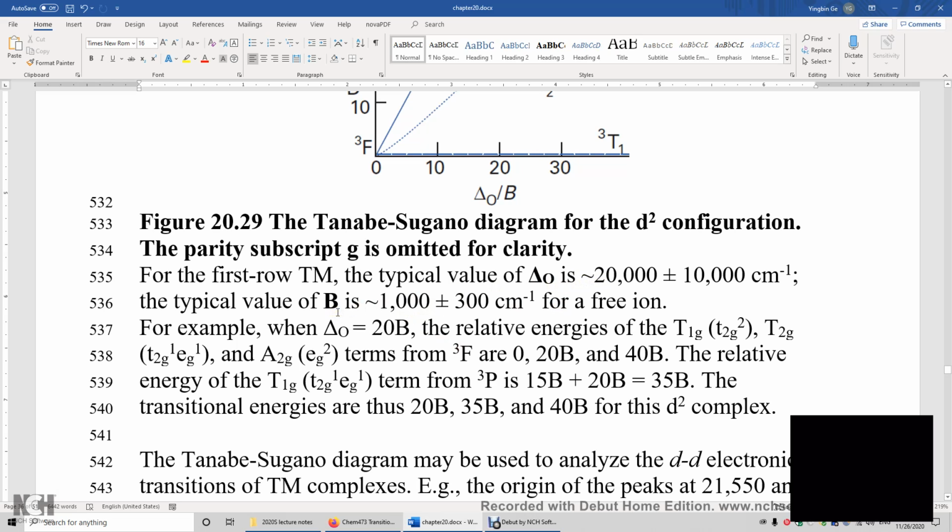All right, but again, I made these predictions based on these given values of delta O and B. And of course, B can be from actually 600 to 1300 for the 3D transition metal elements. Delta O is typically between 10,000 to 30,000 wave numbers for 3D transition metal elements. All right, big range over there. So this is just one specific numerical example.